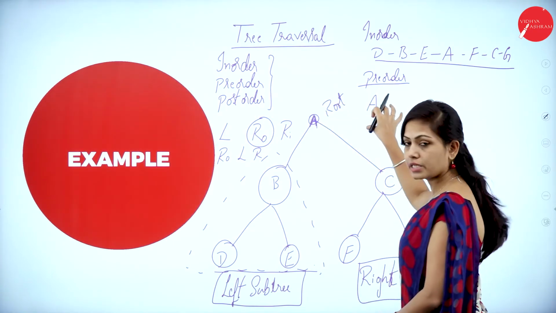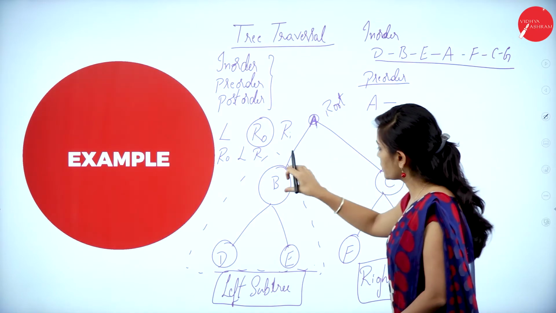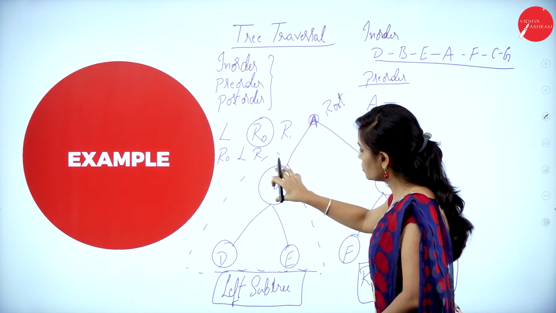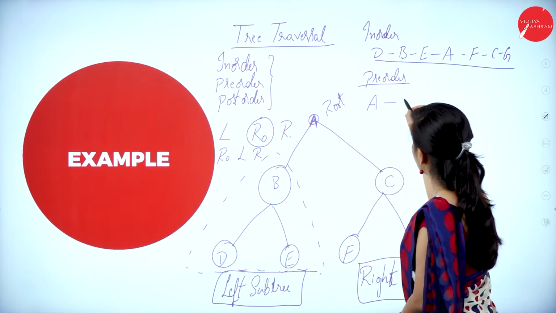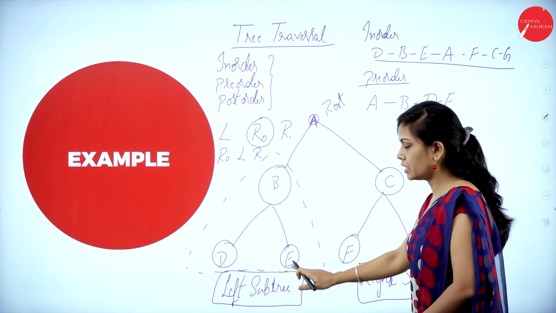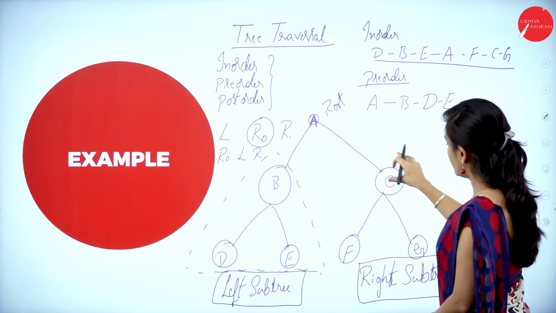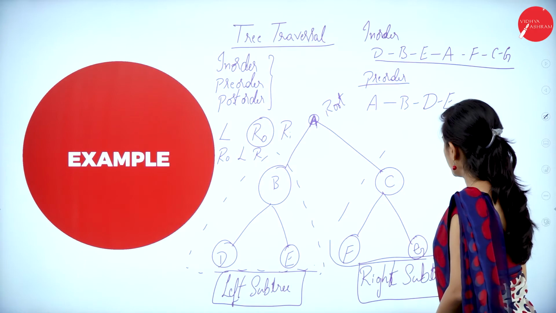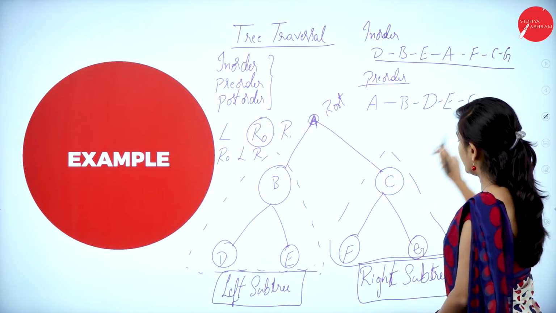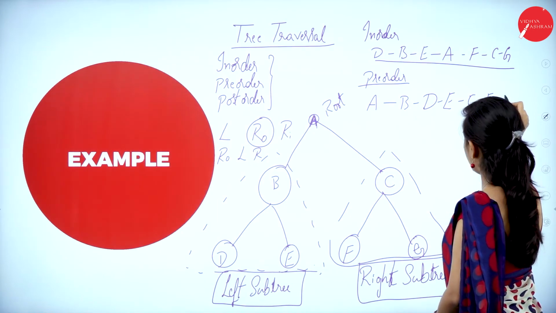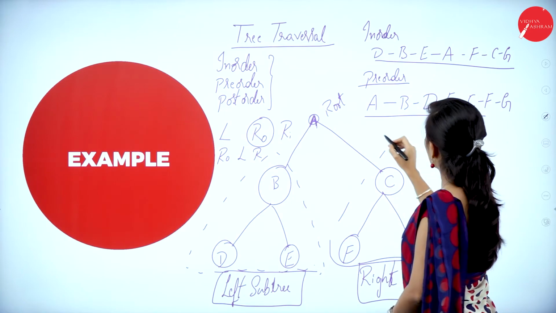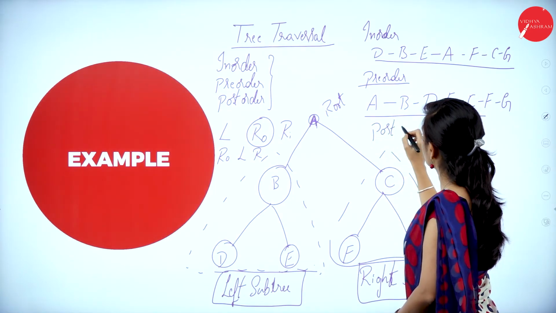The root node is A. And next, I'll take the left subtree. Again root, left subtree, right subtree. So B, left is D, right is E. And again, next I'll take the right subtree. First is the root, next is the left subtree, and next is the right subtree. This is pre-order. And what about post-order?